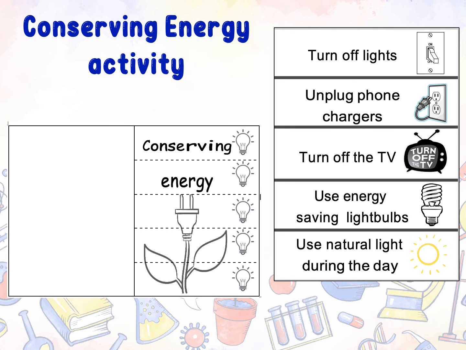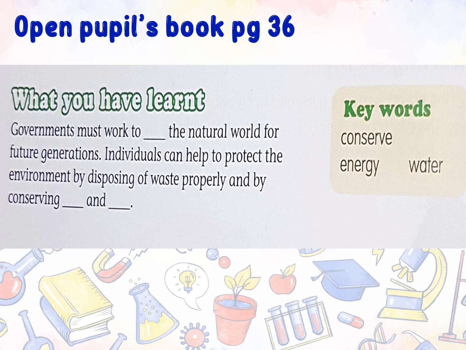Now open your pupil's book, page 36. In page 36, we will do what you have learned. Governments must work to blank the natural world for future generations. What we have to do for the future generation? Yes, conserve. Individuals can help to protect the environment by disposing of waste properly and by conserving, yes, both energy and water. Very easy, right?